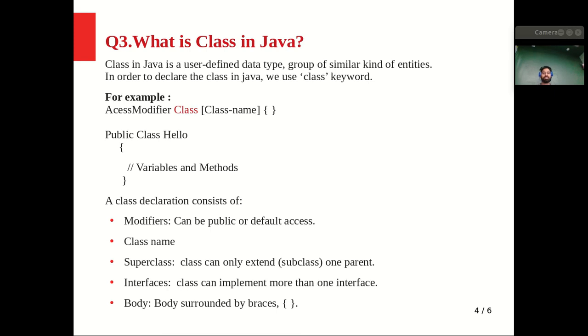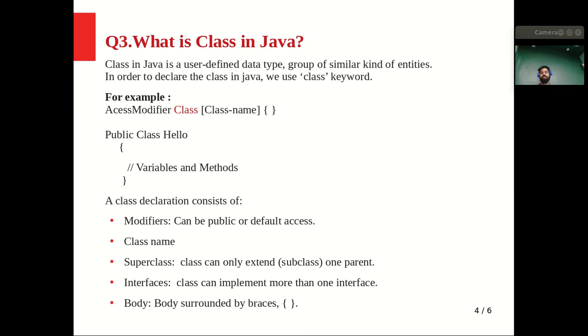So class is a user defined data type. It is a group of similar kinds of entities. We can also say the collection of objects is said to be a class. So class is a group of objects. Classes are said to be logical entities. Class does not consume any space in memory, and class is also called a template of an object. So these are the definitions of a class.